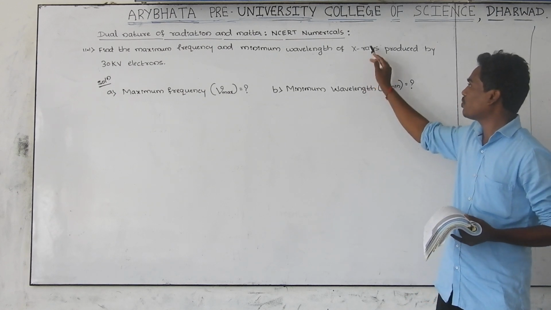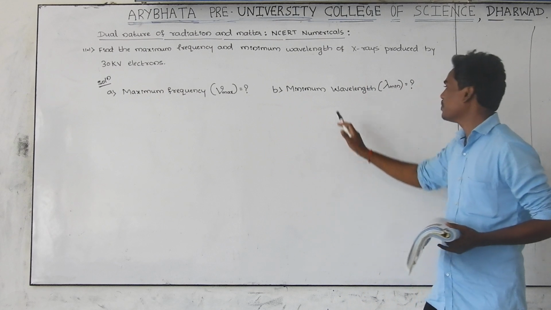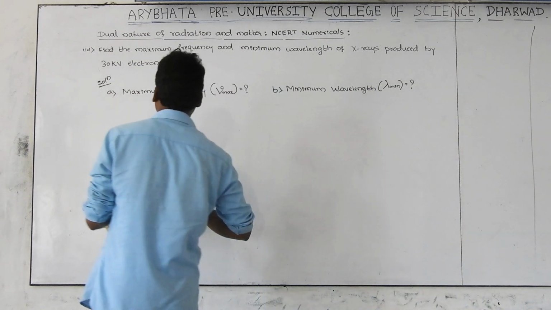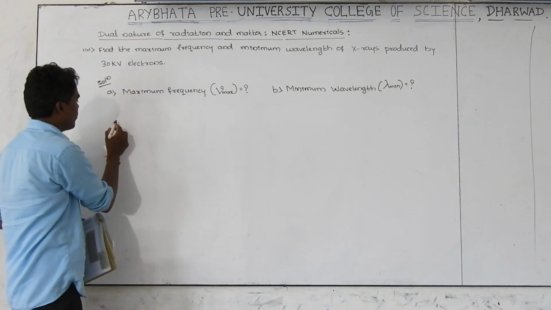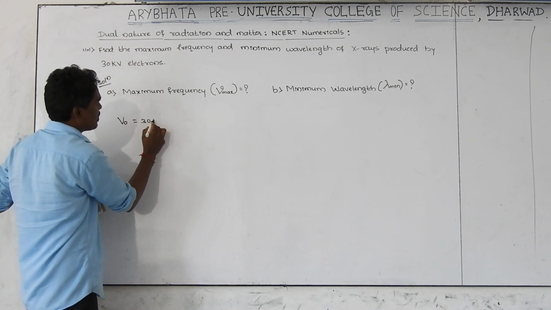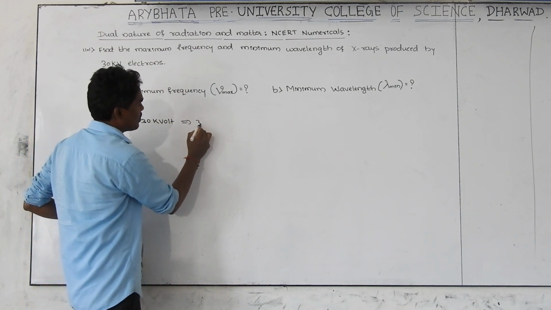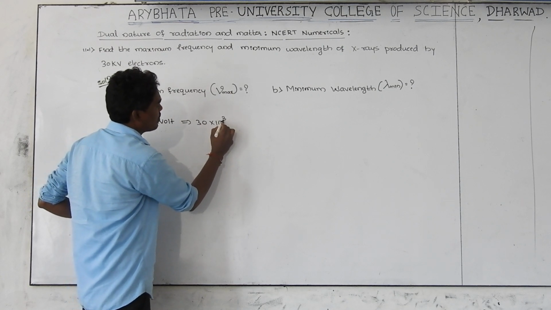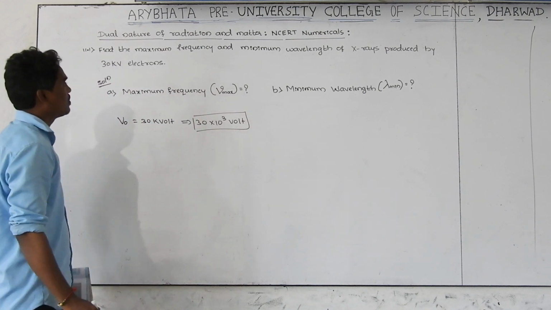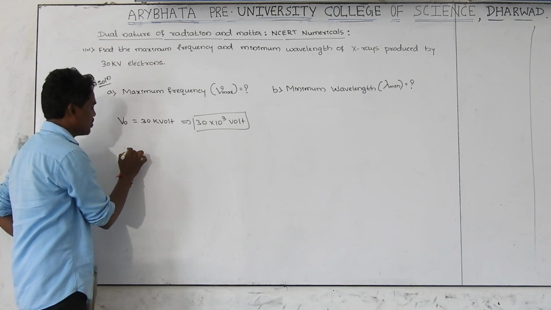In order to find the maximum frequency of this X-ray and the minimum wavelength, what are the given values? First, you have to take the solution. They have given the potential difference or voltage, V naught, equal to 30 kilovolt. This can be written as 30 into 10 to the power 3 volt. Next, there are no other values. First, you have to find the maximum frequency.